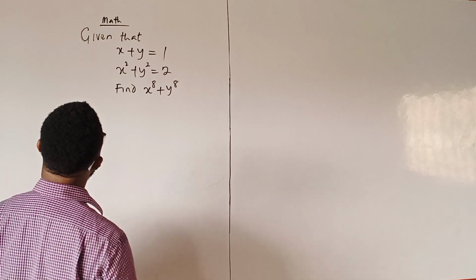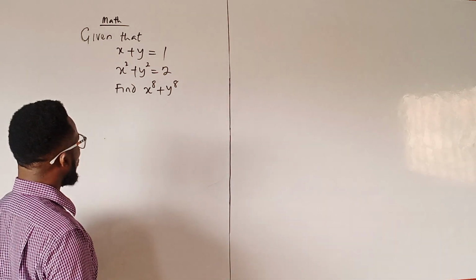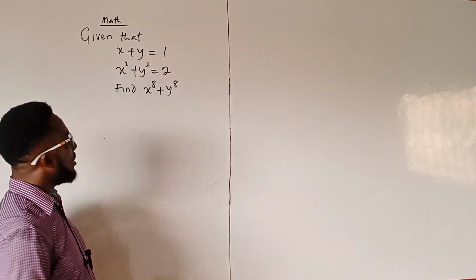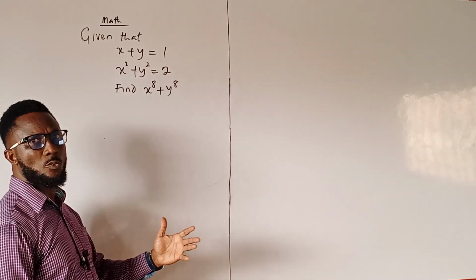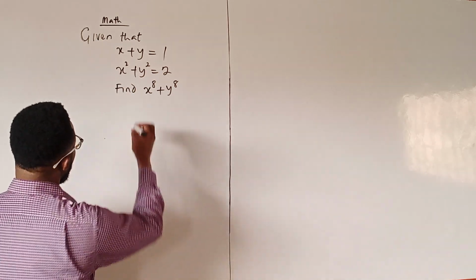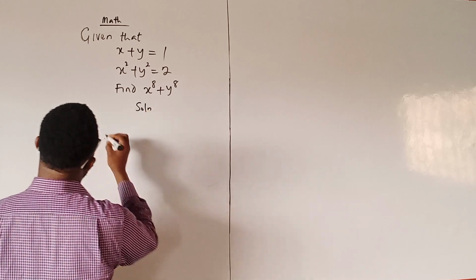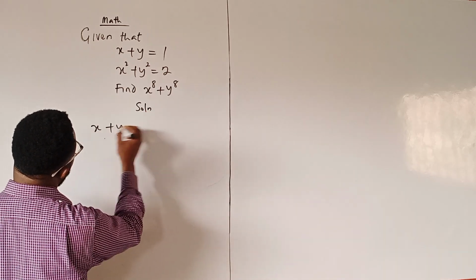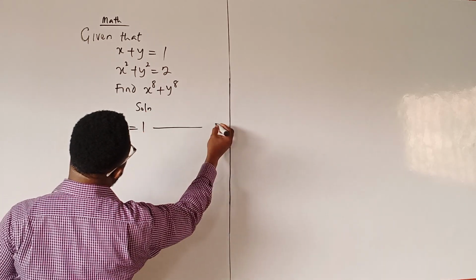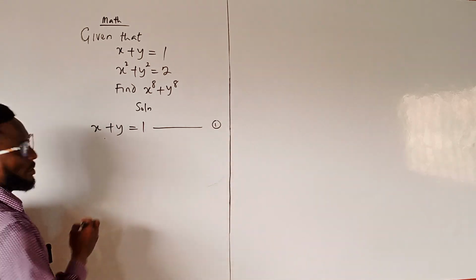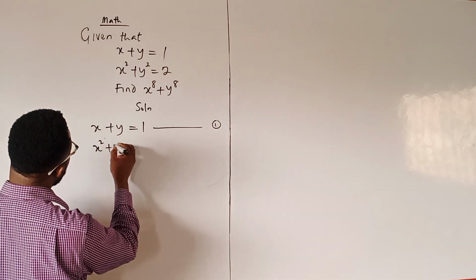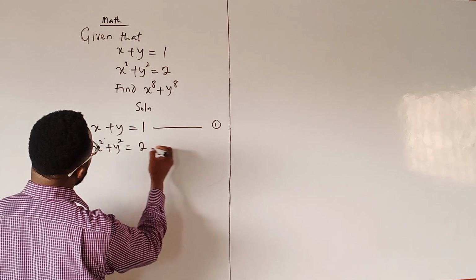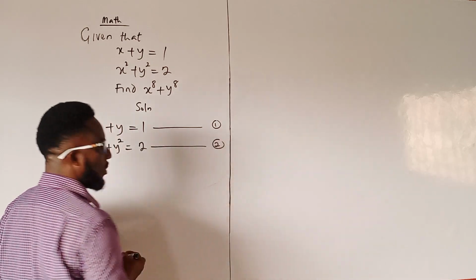So we have here x plus y is equal to 1, x squared plus y squared is equal to 2. This is something we are used to. It's a high school problem. So I will still use the traditional method. We have x plus y equal to 1. I'll call this equation number 1. We have x squared plus y squared equal to 2. I'll call this equation number 2.